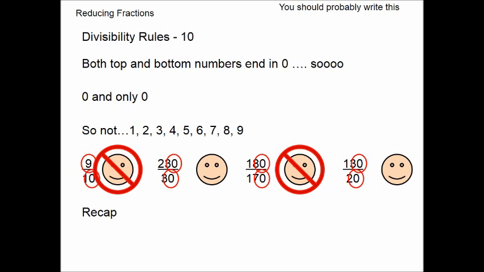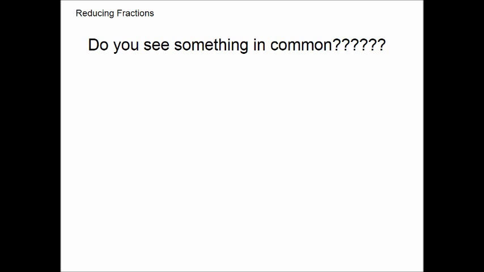Recap. Every even number that ends in 0 is divisible by 10. So, for example, 9,860 ends in 0, so it is divisible by 10. Do you see something in common? So 2, 5, and 10 have some stuff in common. In a second, we're going to find out.